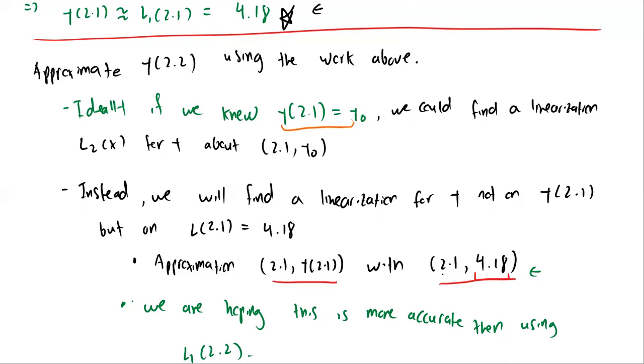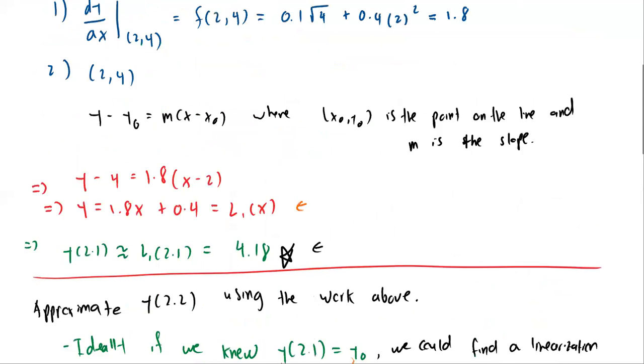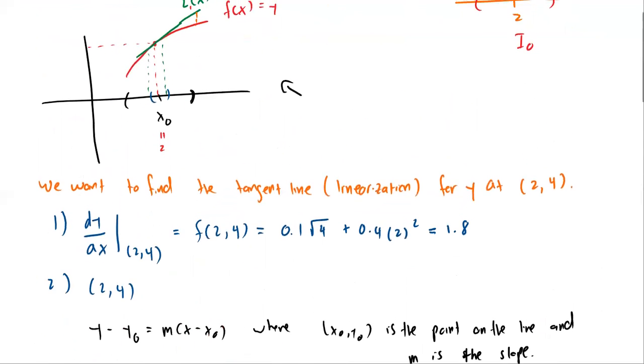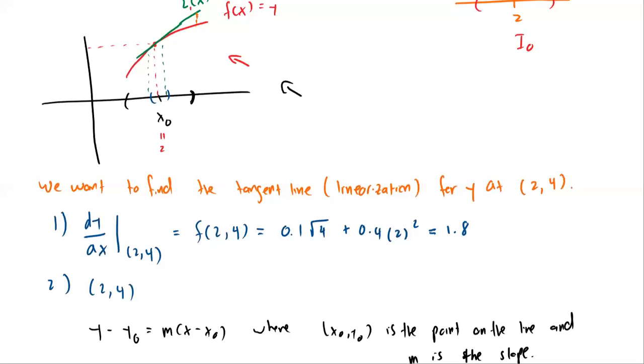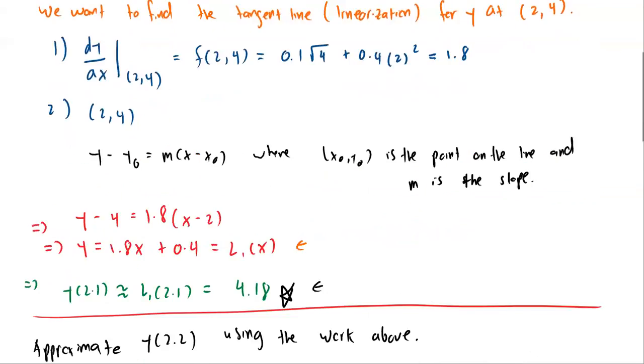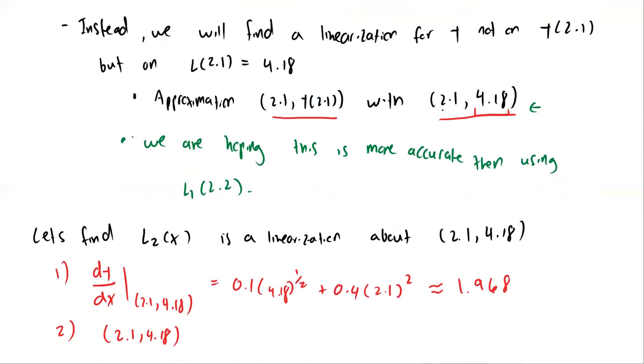And again, the hope is that even though we're doing an approximation here, because we're not using the exact input and output, hopefully it's more accurate than just plugging the point 2.2 into our old linearization. And again, you can see here that the further away we get from the initial x equals 2, the worse this approximation is going to be. So what do we do? Well, the same process as before.